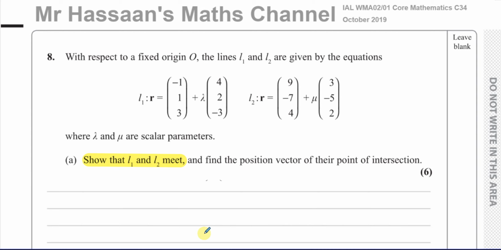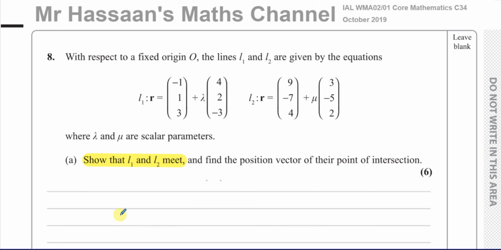Sometimes this question says, given that line 1 and line 2 intersect, find the position vector of their point of intersection. In that case, you don't have to prove that they intersect. You're given that. In this case, it says show that they intersect. So we have to do that first, and then we've got to find their point of intersection. So don't throw away your marks by not doing this first part. Now, how do we show that they intersect?